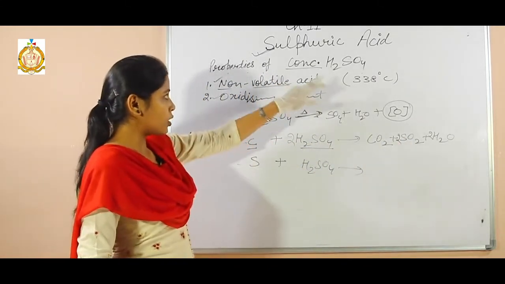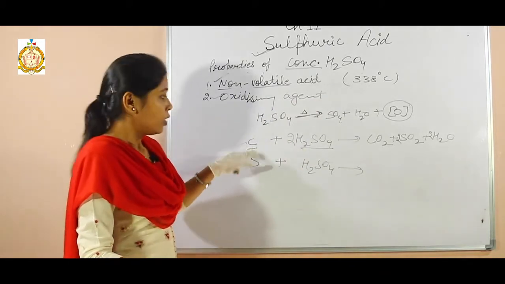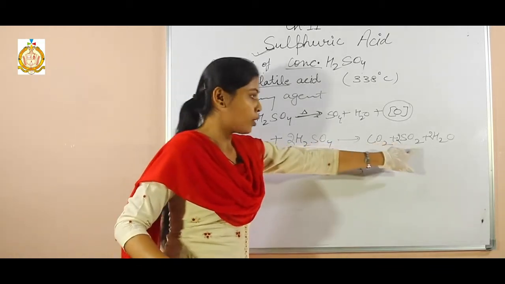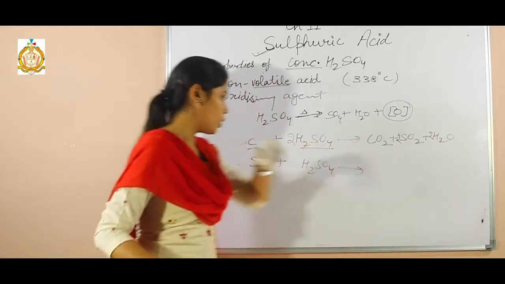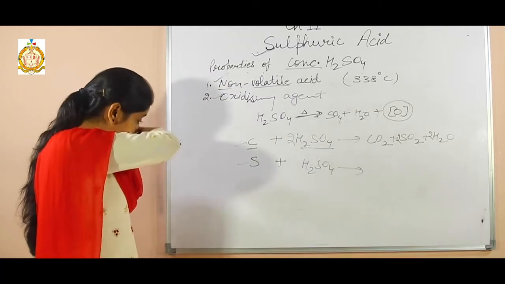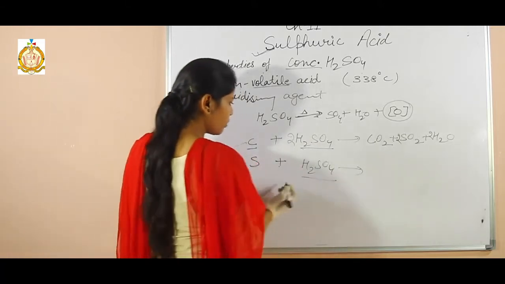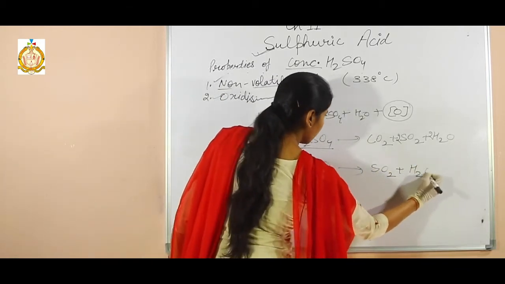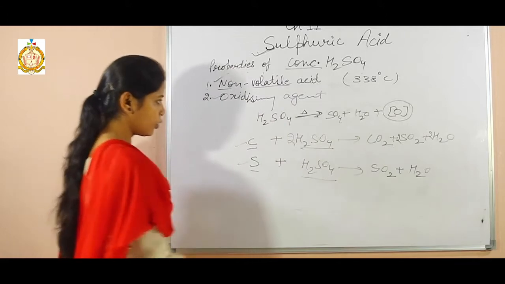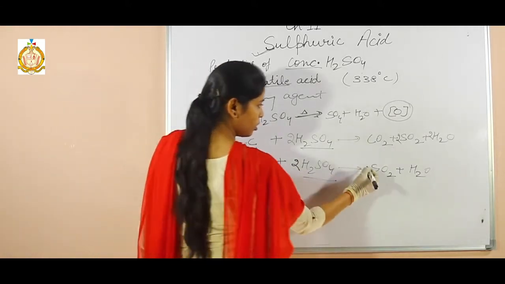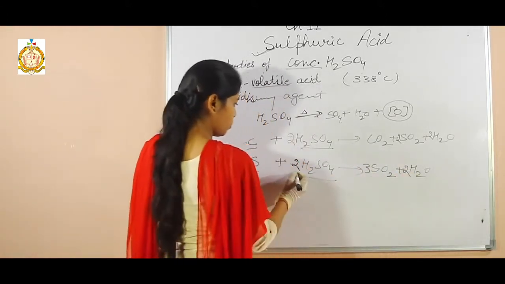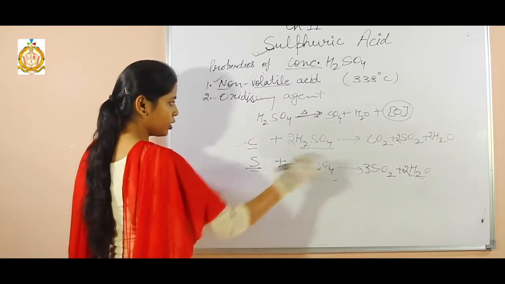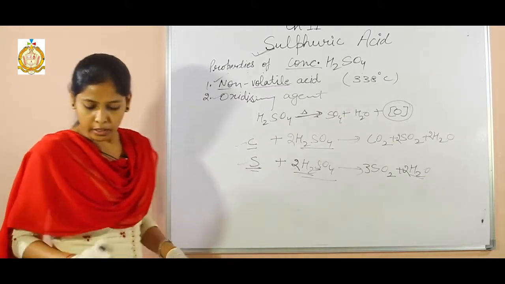Very important question: write the reaction of concentrated sulfuric acid with carbon. It is very clear, carbon will turn into carbon dioxide, sulfur dioxide is the next product, and water. Next, in case of sulfur, sulfuric acid will oxidize sulfur into sulfur dioxide and water, and balance this equation. Here 2, here 3, here 2, 4, then 2 sulfur plus 1, 3, yes it is balanced. Both are very important reactions.